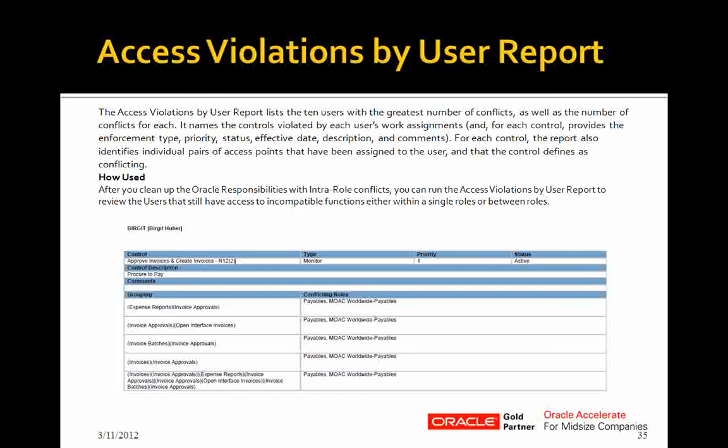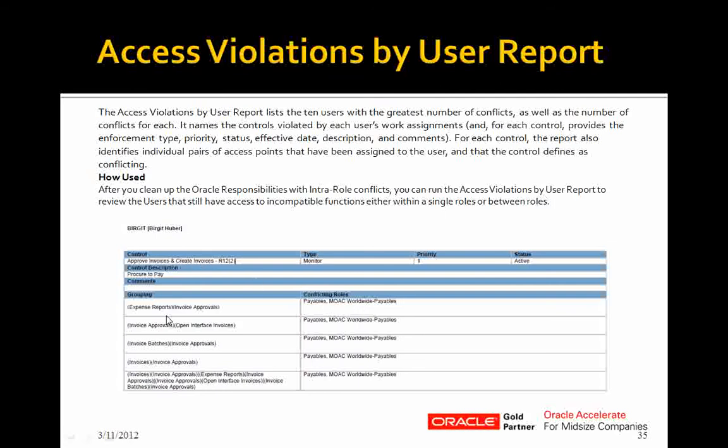Okay, and then you look at the access violations by user report. This report shows, as you can see, here's the user, Bridget Huber, and for control invoices and create invoices, it lists all of the conflicting rows. Here it lists one row, Payables, MOAC, Worldwide, and Payables is the application, but here's the name of the responsibility: Payables, MOAC, Worldwide.